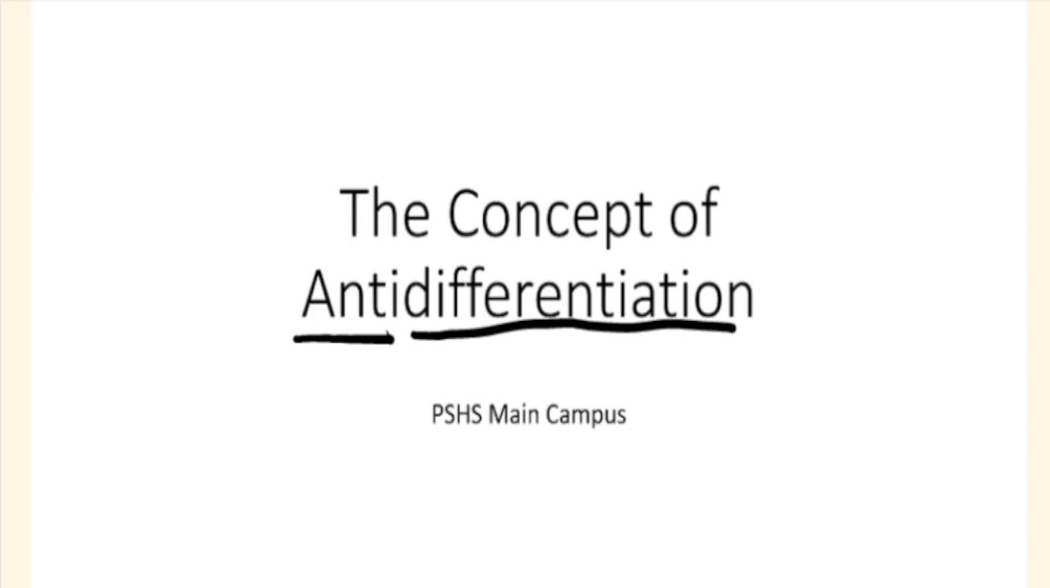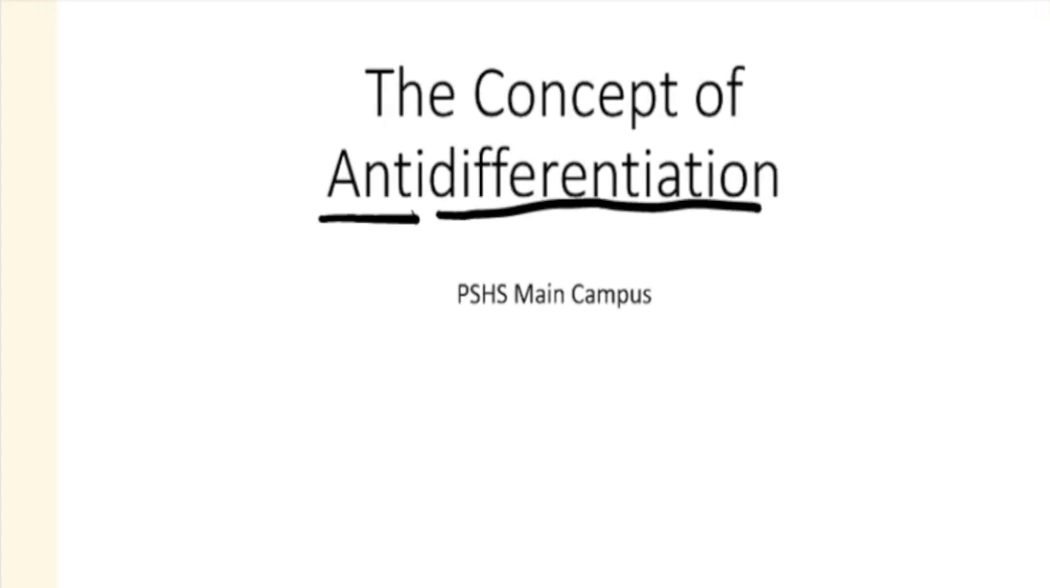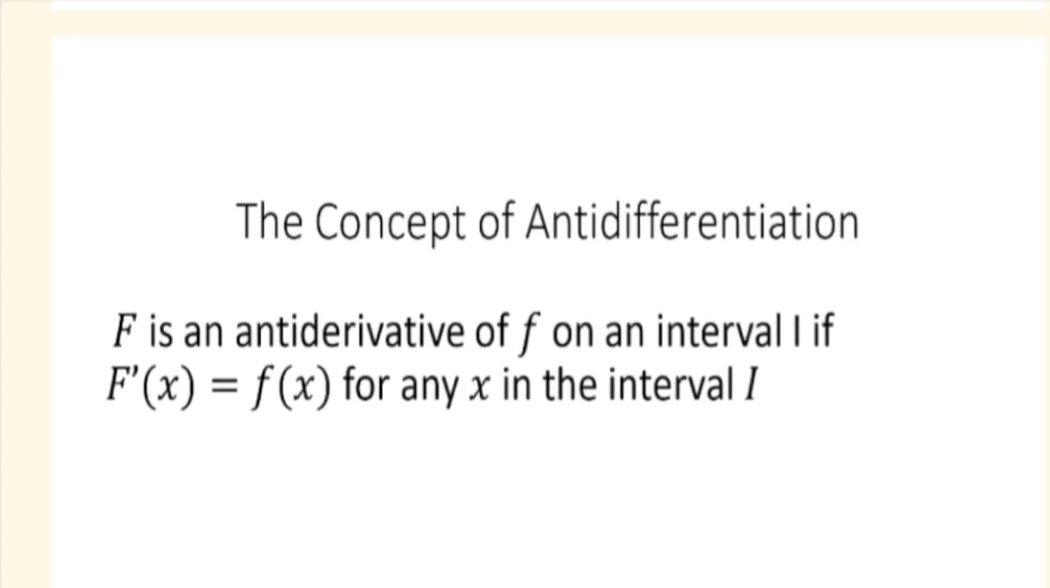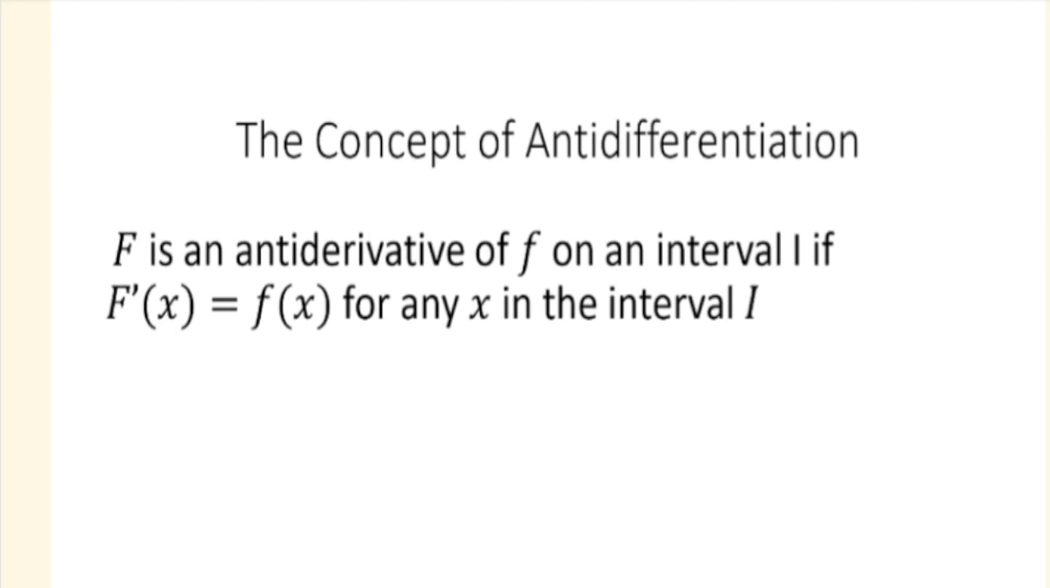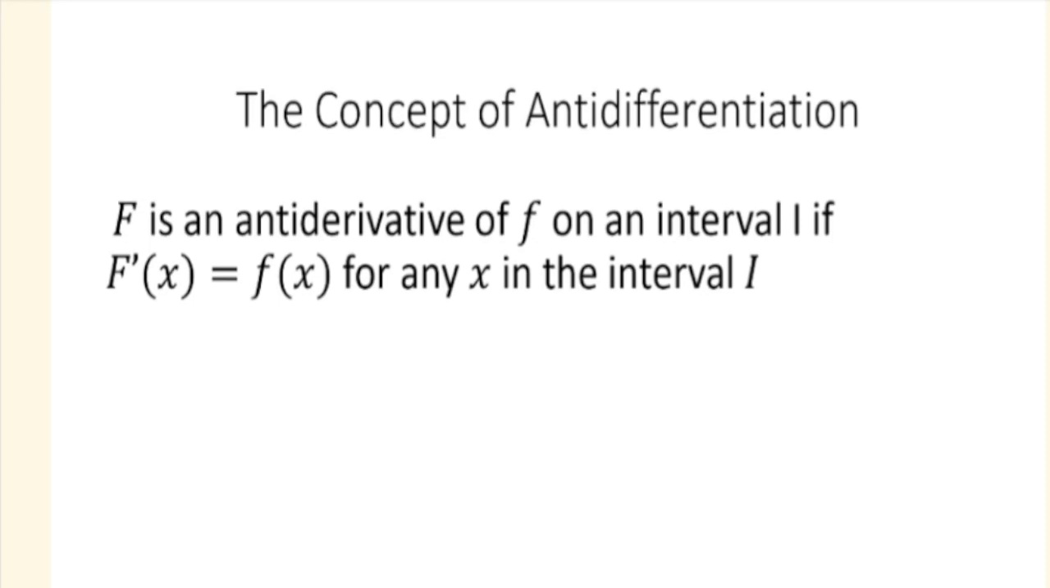So, we can start by defining what an antiderivative is. Okay, so we call capital F an antiderivative of the function small f on an interval I if f prime of x, or the derivative of capital F, is equal to small f for any x in that interval I.